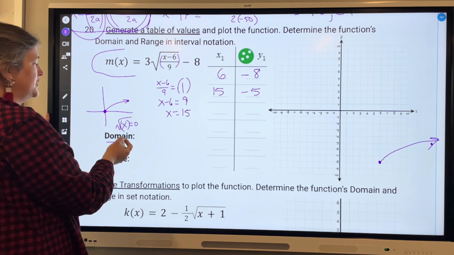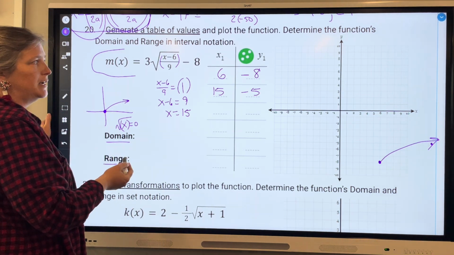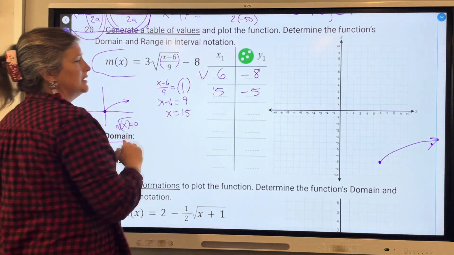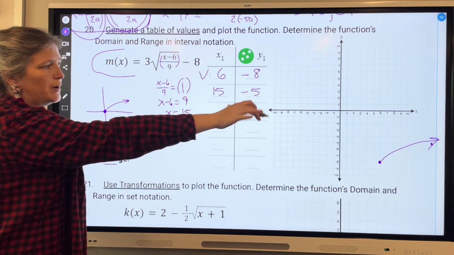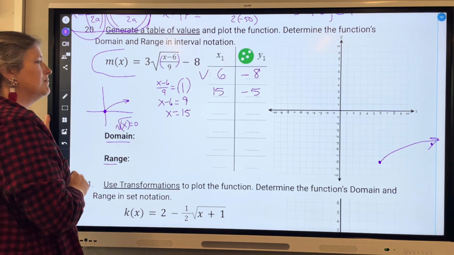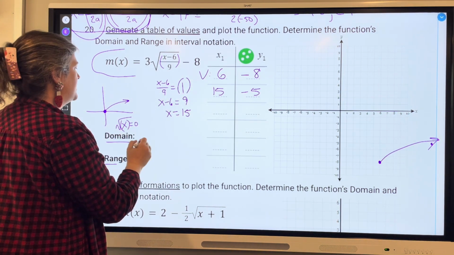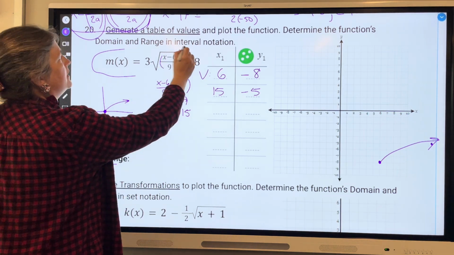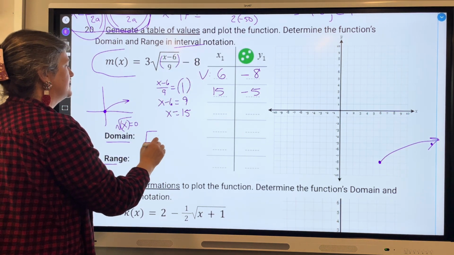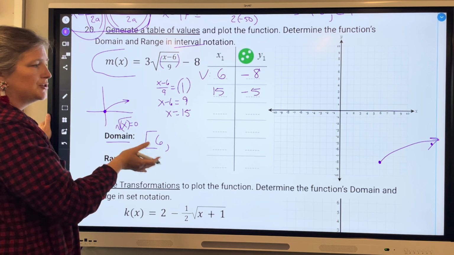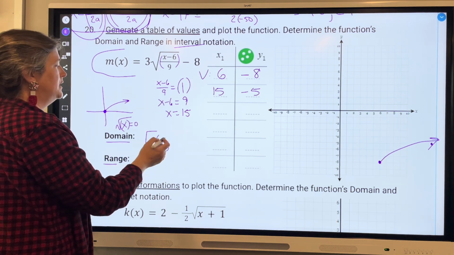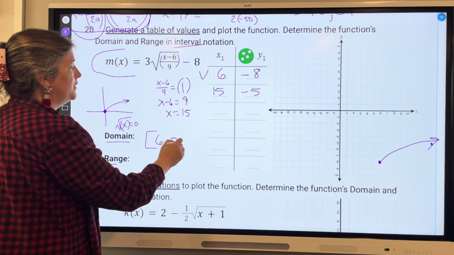Now I can do my domain and range, which was ultimately my goal. I found my vertex, and I used one more point to help me find the direction I go. My domain started at 6. It wanted it in interval notation, so I'm going to start at 6 and include it because it is the actual endpoint. It is included. And I'm going to go all the way to infinity.